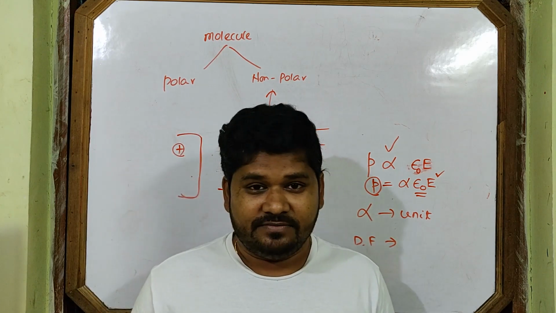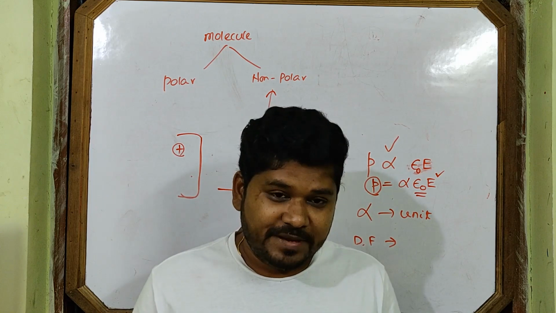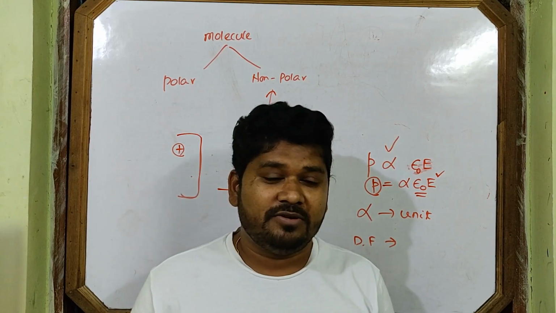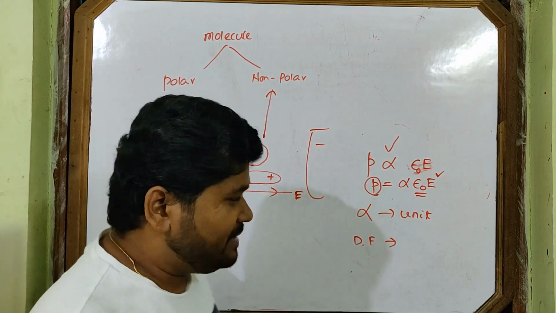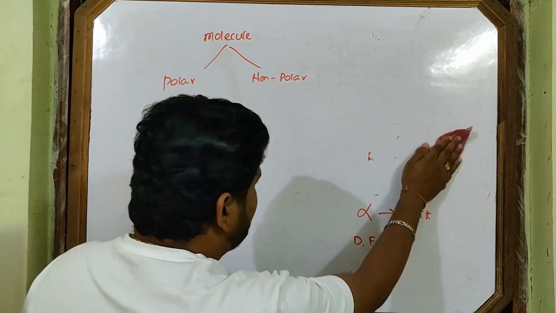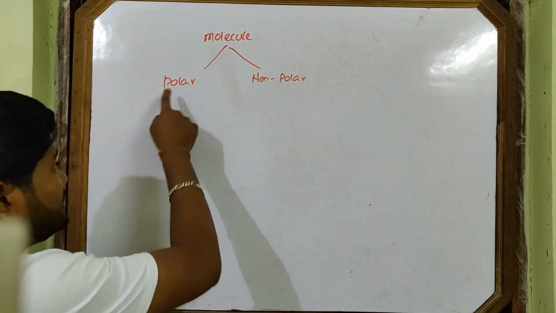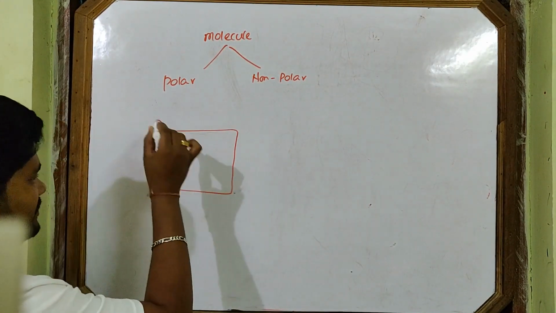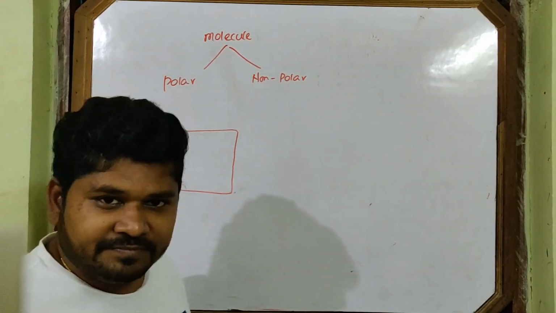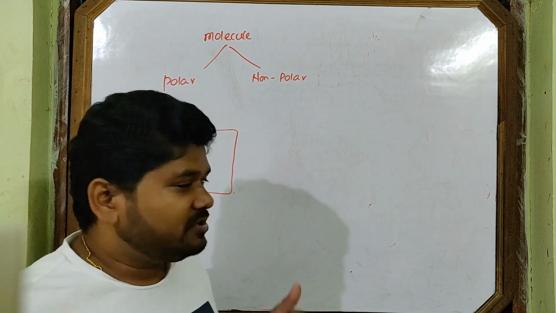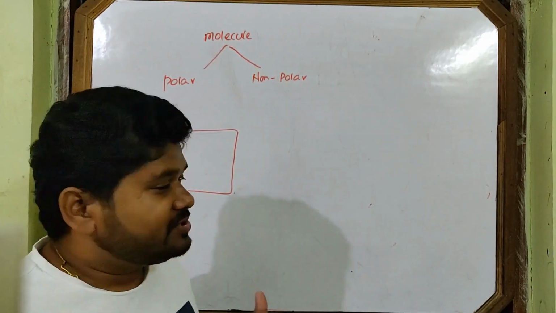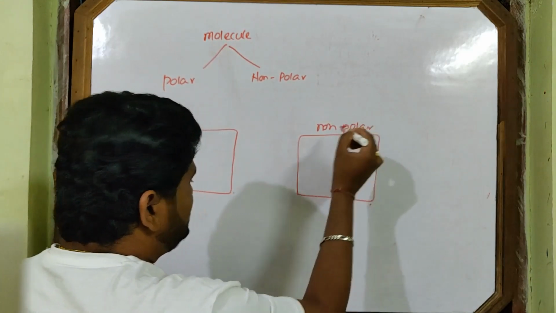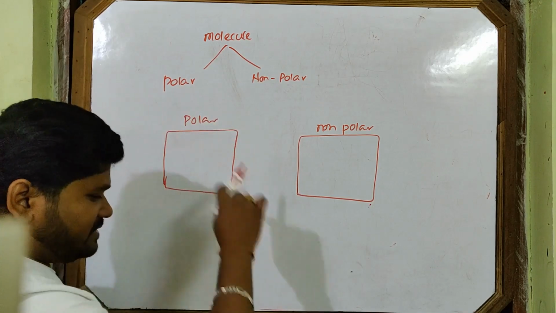Now the question comes, if we take a specimen of polar molecules and a specimen of non-polar molecules, then what will happen? Specimen means I will take material. I will take a lot of polar molecules. Many molecules are here, and all molecules have a dipole moment. Then I will take a lot of non-polar molecules. This is the non-polar specimen and this is the polar specimen.